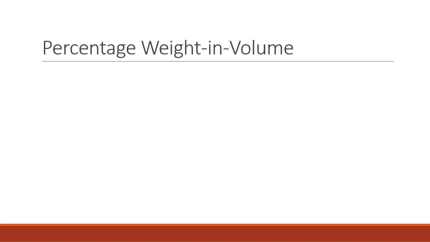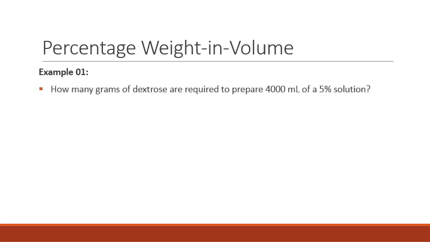Now we have some examples of percentage weight in volume. The first example is: how many grams of dextrose are required to prepare 4000 ml of 5% solution? So we want to make a 5% solution of 4000 ml dextrose. What will be the quantity of dextrose in it? The formula for calculation of percentage is percentage equals part of quantity divided by whole quantity.